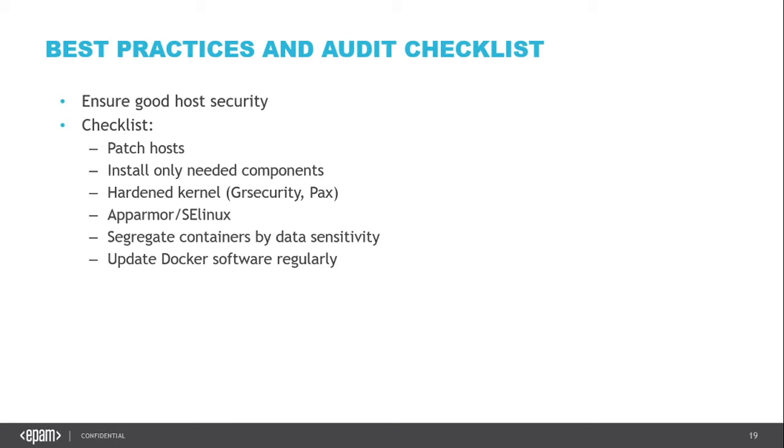So now we will discuss best practices and a checklist that we can follow. This is a checklist that has been extracted from a security checklist white paper. Ensure you have good host security: the host machine is up to date, you install only the required components, and you harden the kernel. Have security options like AppArmor and SELinux enabled on these machines, keep your Docker updated regularly, and also segregate your containers based upon data sensitivity.